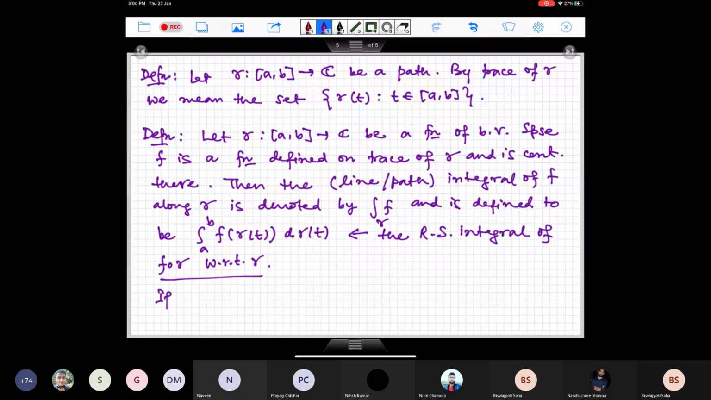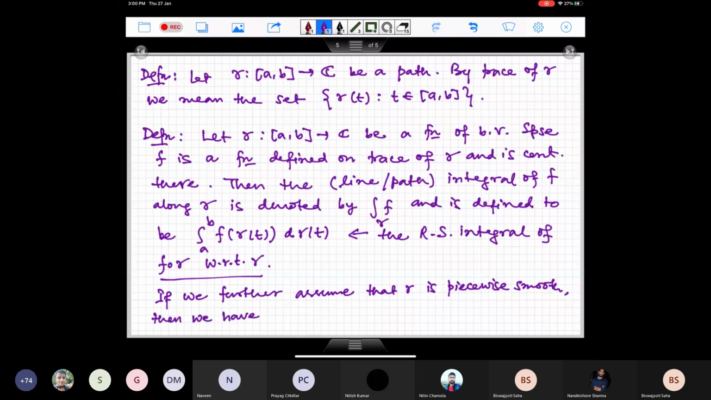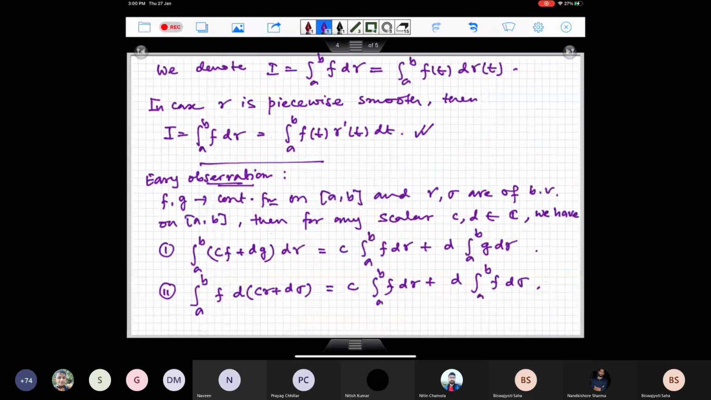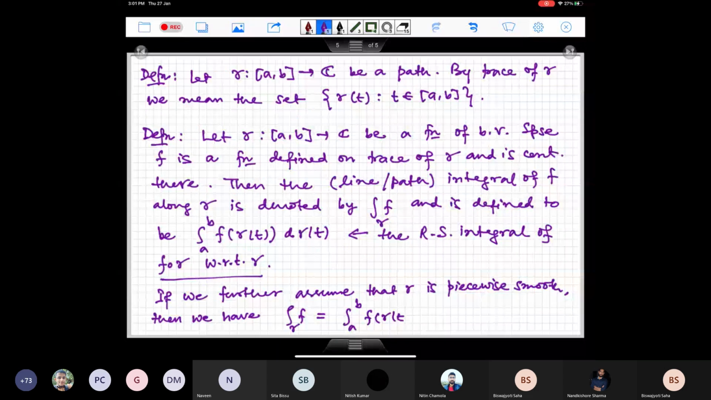So if we further assume that gamma is piecewise smooth, then we have, so it's just the Riemann Stieltjes integral. So we have the integral of f over gamma will be what? Tell me, a to b. What will be this integral, therefore, if my gamma is piecewise smooth? Remember what I have done over here. From here, tell me what will be the integral. F gamma t into gamma dst dt. Very good. F of gamma t gamma prime t dt.